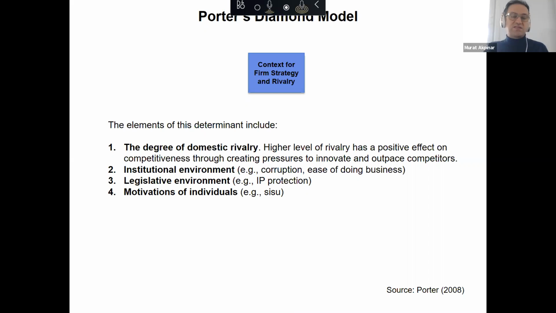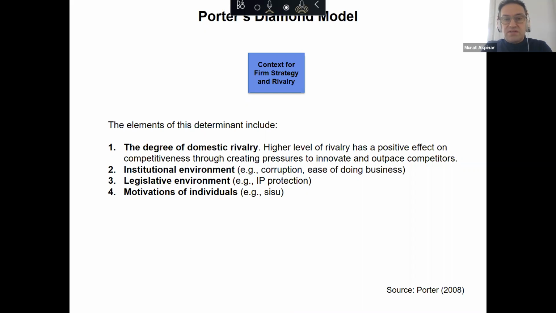While in the other case, where there is a lot of competition, as competition puts pressure on all the companies to innovate and to be more productive, those companies will be more competitive in the long run. So locations which offer a high level of domestic rivalry indeed are locations that will be more competitive in the long run. There are also other factors in the context for firm strategy.